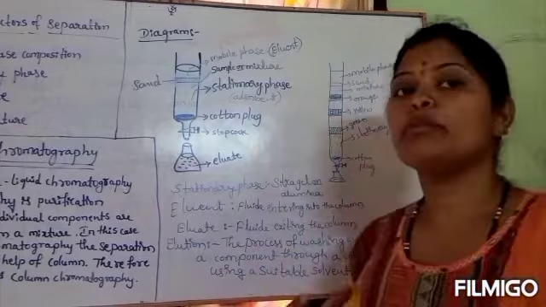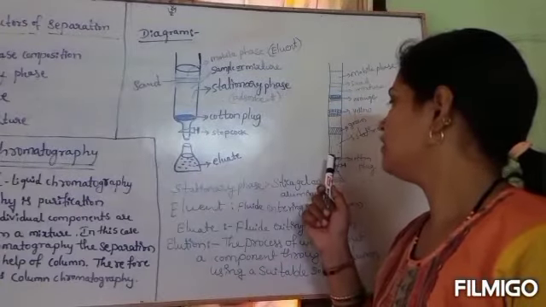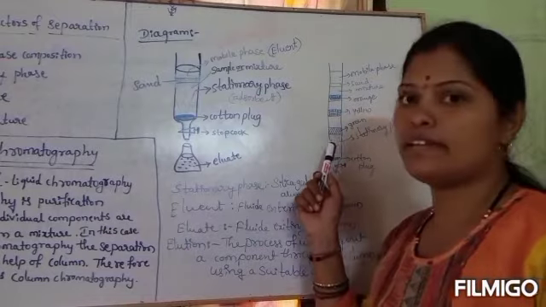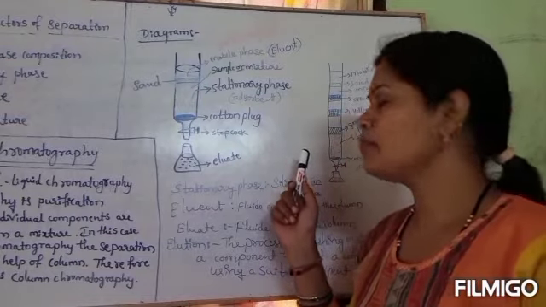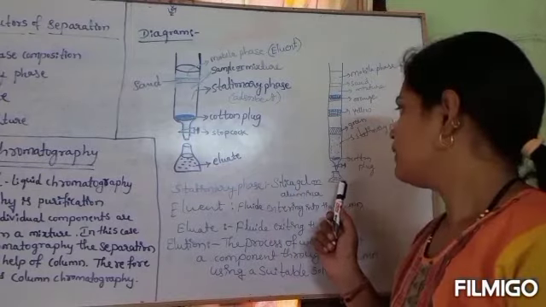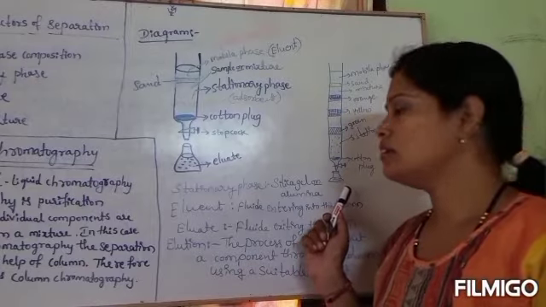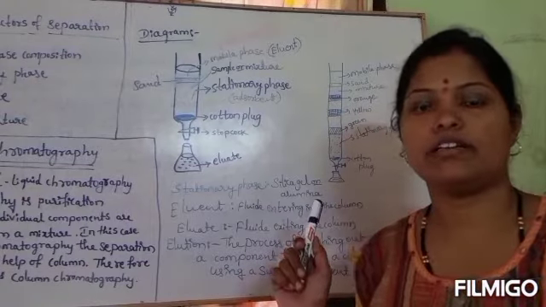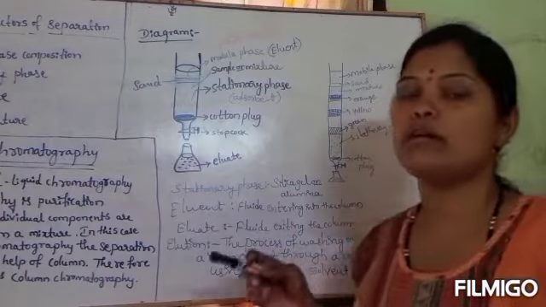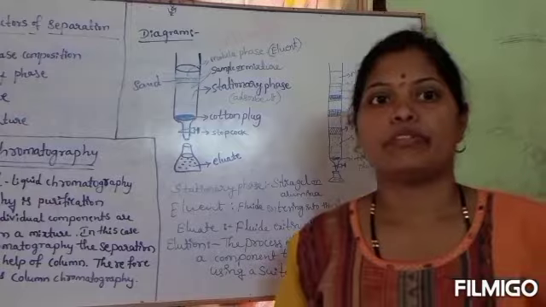The pigment that reaches the bottom of the glass column first, we collect in the conical flask, and that pigment gets separated. Like this, we can separate these pigments or components from the mixtures.